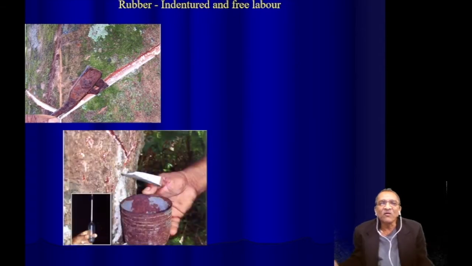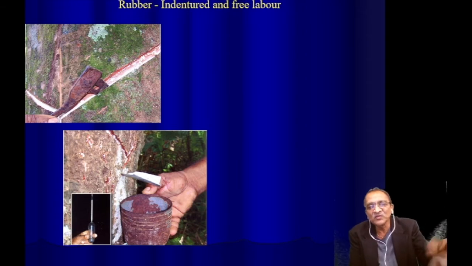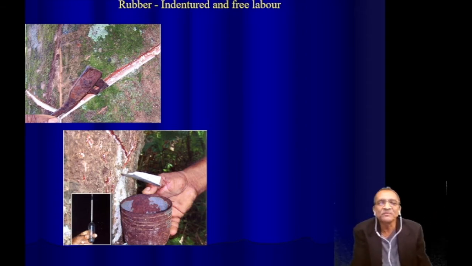Now these are all my photos. I haven't sourced them from the internet. Took during field research, and this is tapping rubber. You'll see the special knife there. You would see the cup in which the latex or the milk would flow or drip.